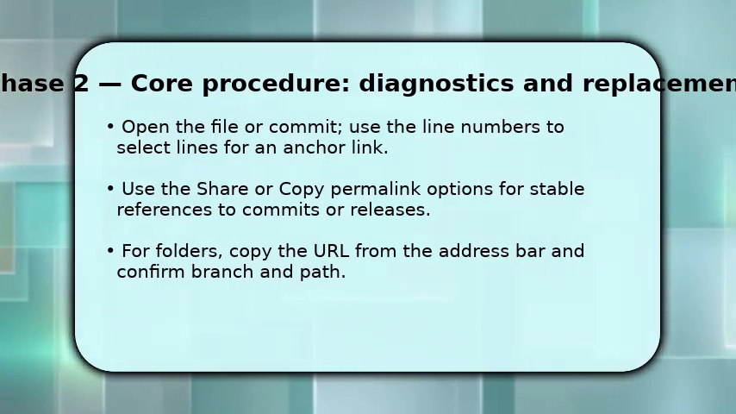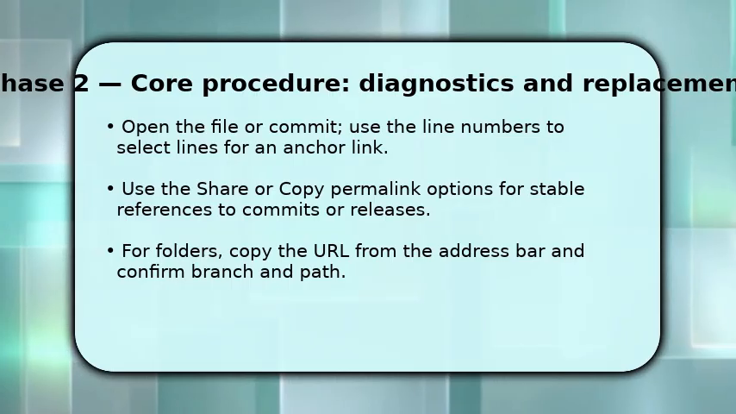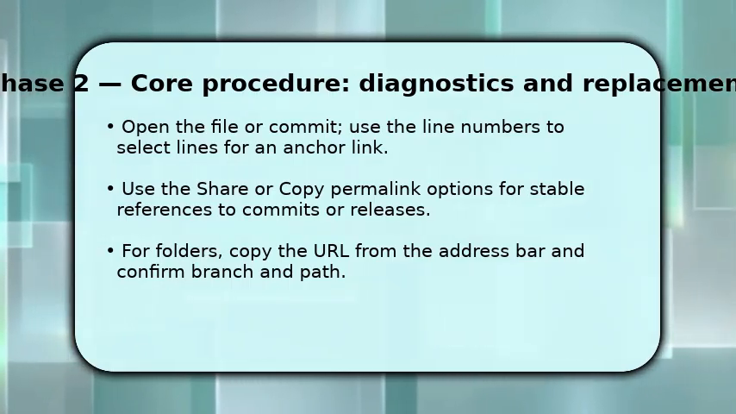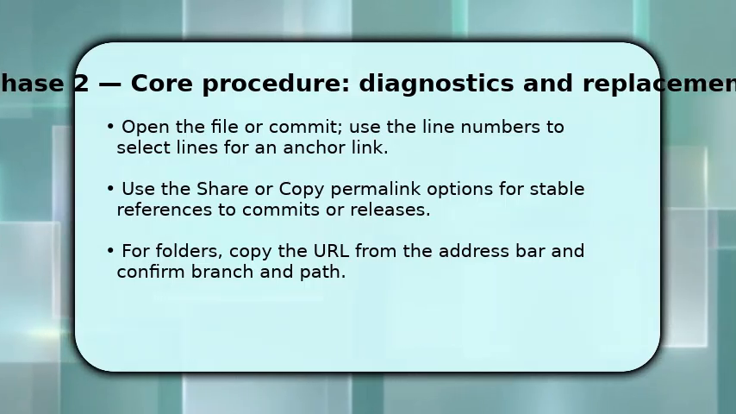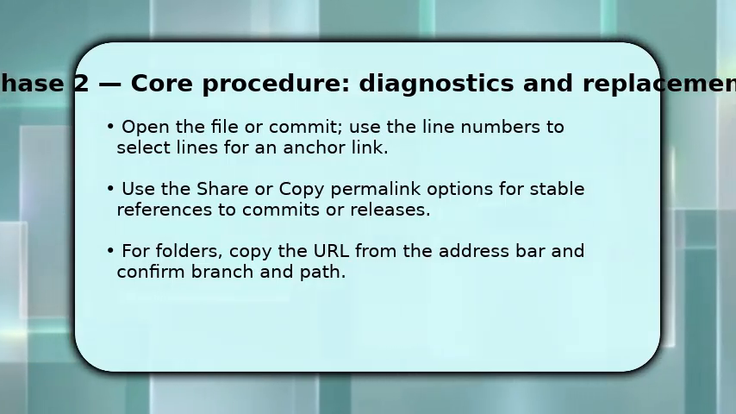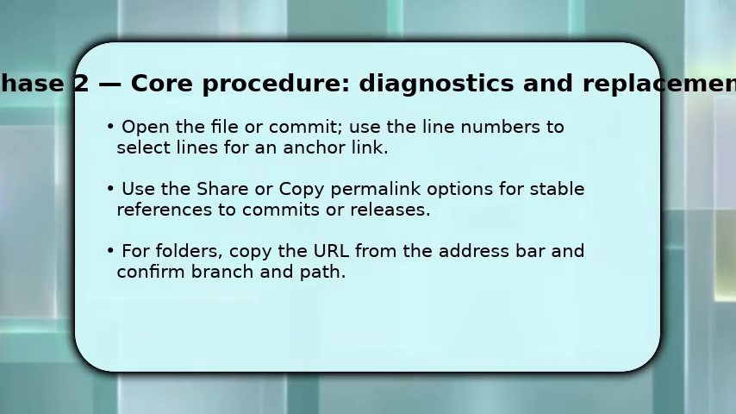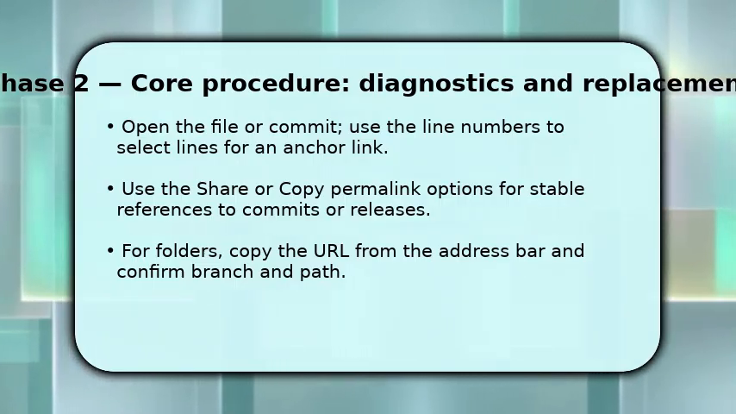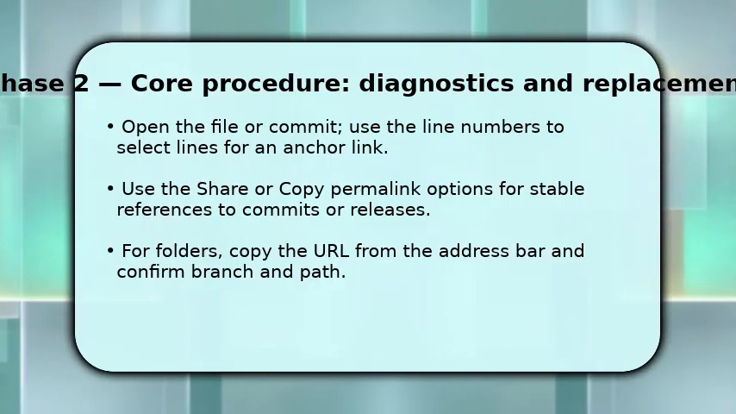If you need a permanent reference, click the three dots or the tooth icon and choose Copy Permalink. This locks to a commit SHA. For folders or general file views, confirm you're on the correct branch, then copy the browser URL. Make sure the path and branch are visible in the address, so recipients land in the right place.